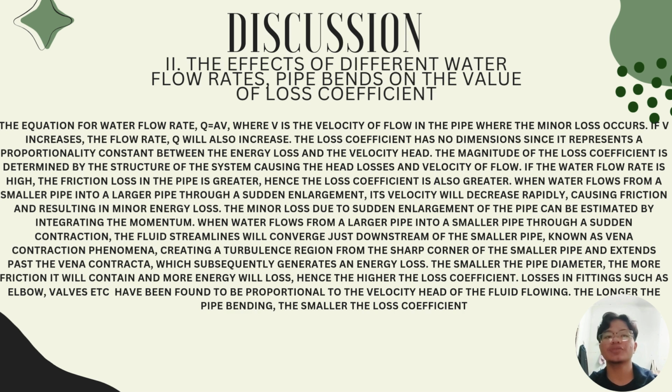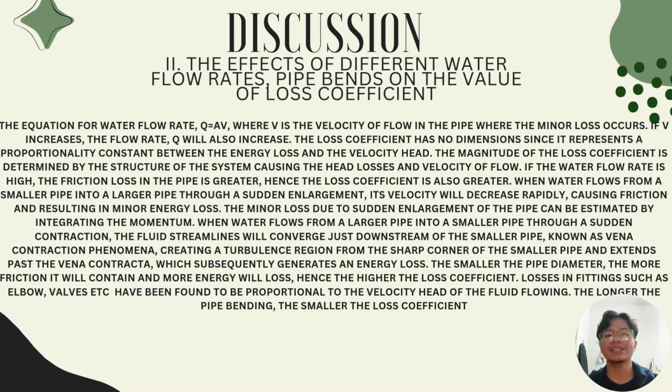When water flows from a smaller pipe into a larger pipe through a sudden enlargement, its velocity will decrease rapidly, causing friction and resulting in minor energy loss. The minor loss due to sudden enlargement of the pipe can be estimated by applying the momentum equation.